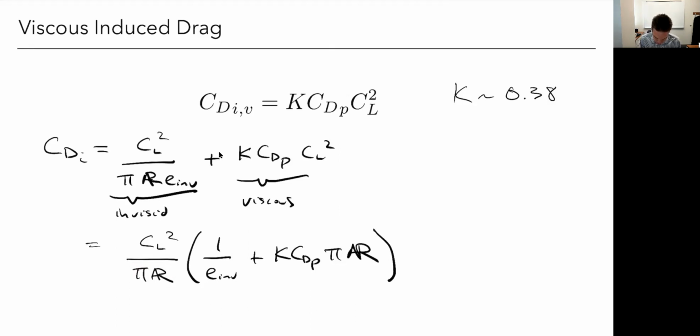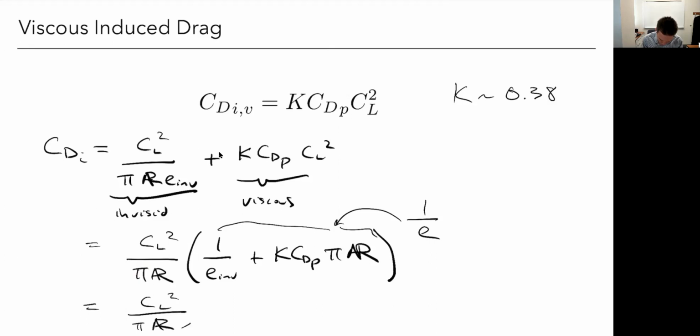What I'm going to do now, because I liked this formula and I want my new formula to look similar, notice that it looks very similar except for the E part. We are just going to call this whole term here a new variable and call this 1 over E. Just make up a symbol E. So now my total induced drag looks exactly like it did before, except instead of writing E inviscid, it's E. This is the E total. We call this Oswald's efficiency factor.